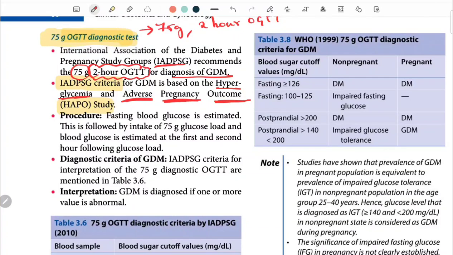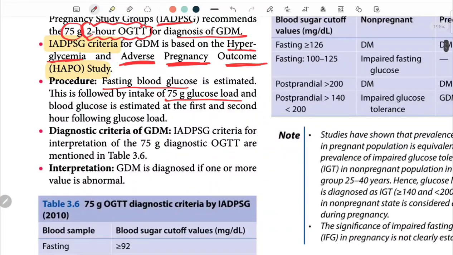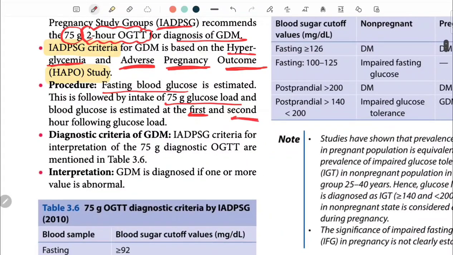The procedure is, fasting blood glucose is estimated. This is followed by intake of 75 grams of glucose load, and the blood glucose is estimated at the first and second hour following the glucose load.